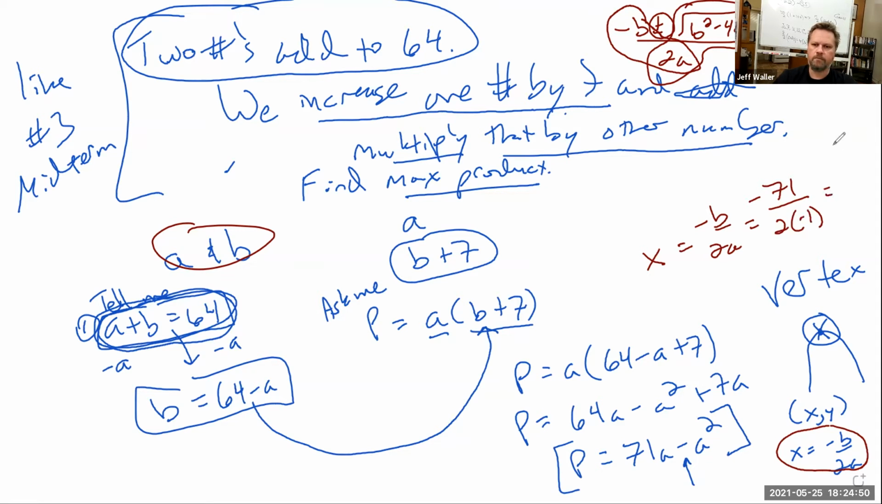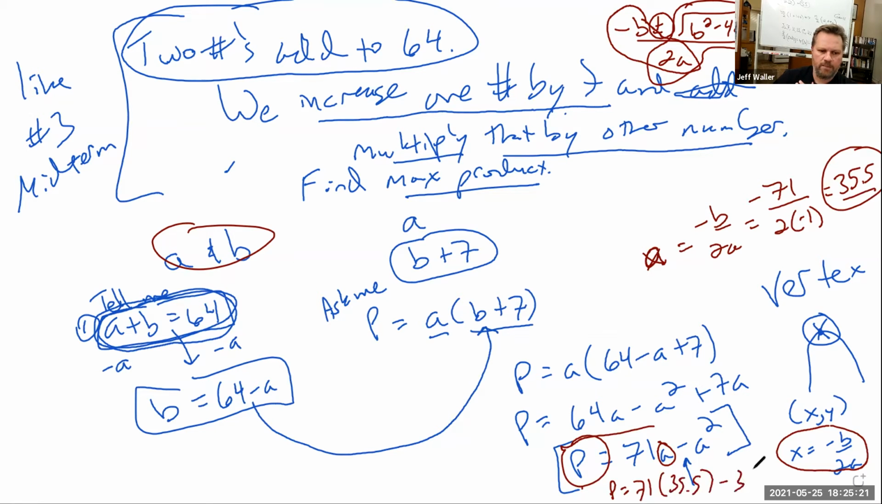All right, so I get 35 and a half, I think. And it's not X, Jeff, it's A. That's the variable I'm working with, right? That's just the number that makes the product the biggest. If I plug it in, I could then figure out what that product is. So if I plug in 35 and a half, I can figure out what that maximum product is. Whatever that is, I don't care.